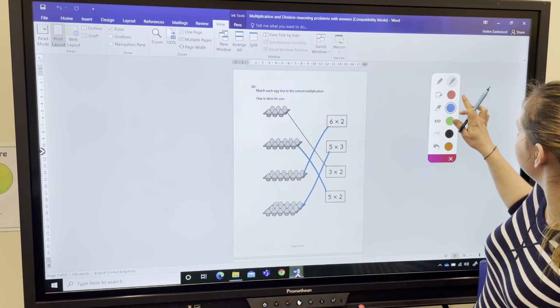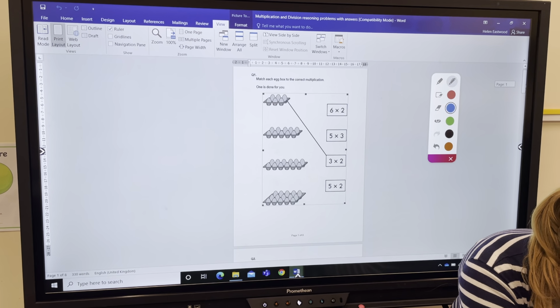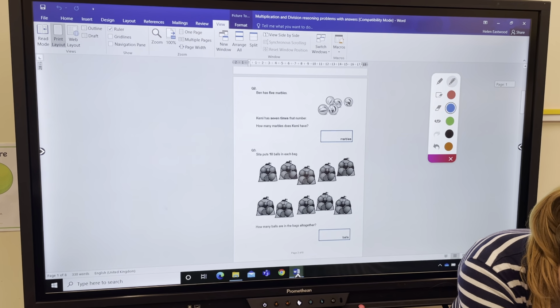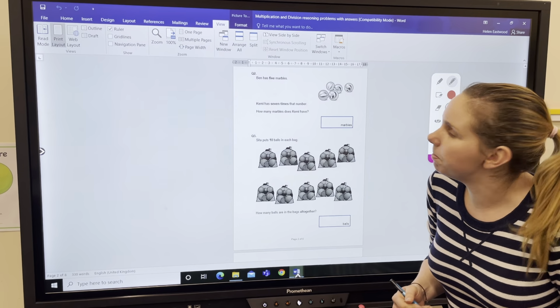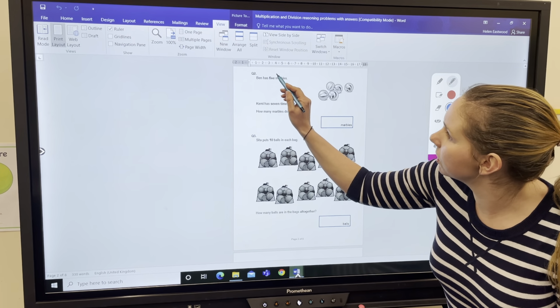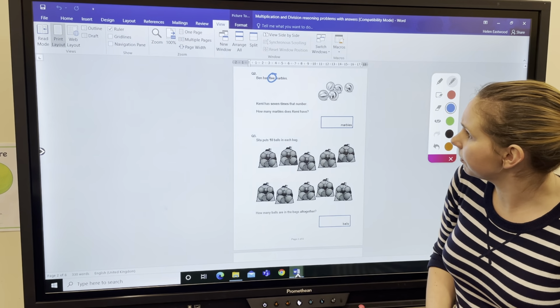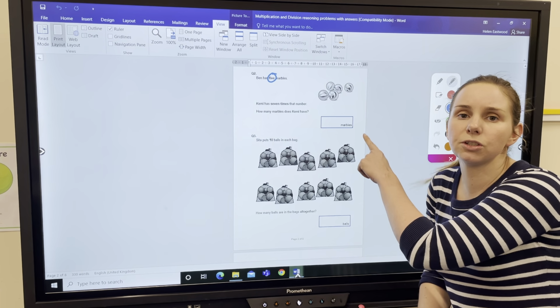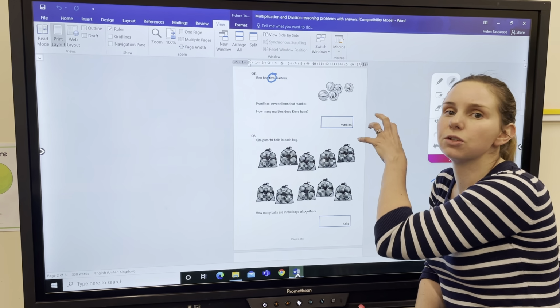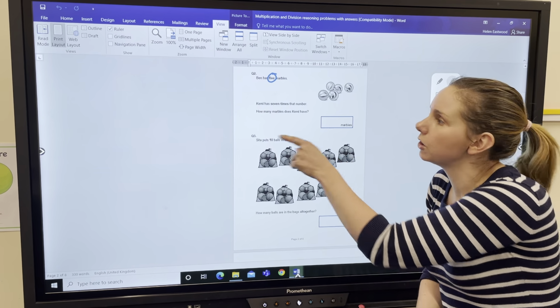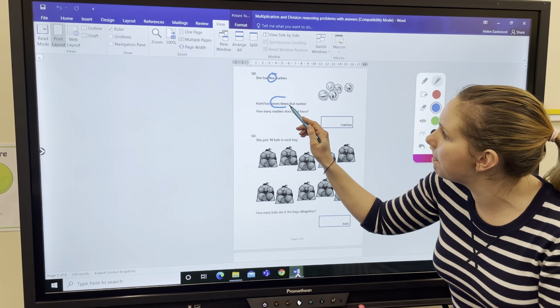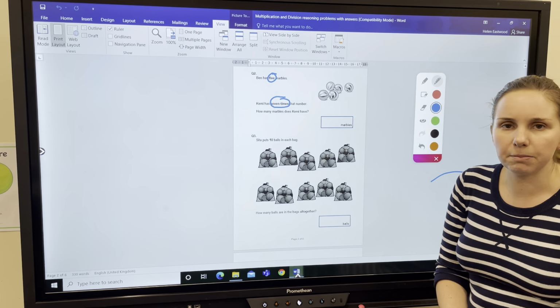All right, let's move to the next question. Whoops. Now, let me move this down slowly. There we go. Question 2, Ben has 5 marbles. So I'm going to circle around that 5. Sometimes these questions are naughty and they'll put a picture and it's not the right number. So always read the question, okay? He has 5 marbles. Kemi has 7 times that number. How many marbles does Kemi have?